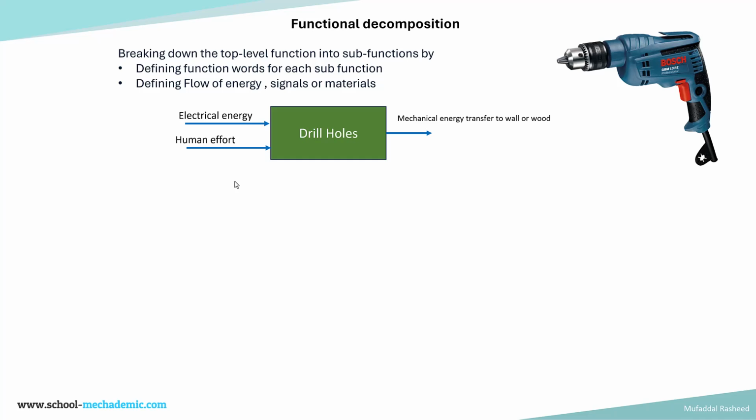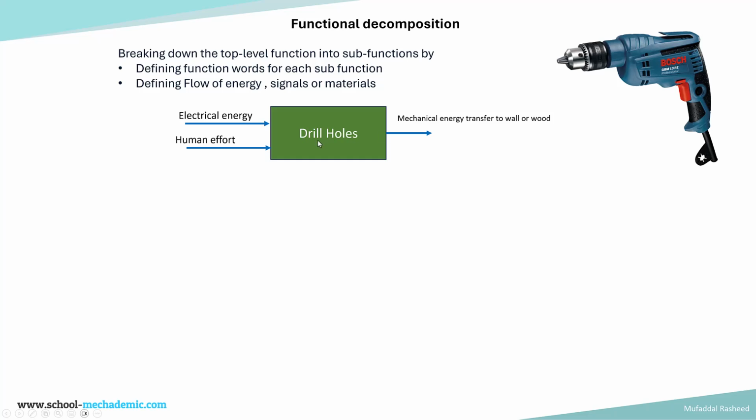One is the human mechanical energy, where you are applying force on the drilling machine to do the drilling, and the other one is the rotational mechanical energy, which is being converted from the electrical energy, and that mechanical energy is being transferred outside of the drilling system into the wall or the wood. So the mechanical energy is being transferred into the wall or the wood, which is in turn causing the cutting operation and drilling a hole into the wall or the wood.